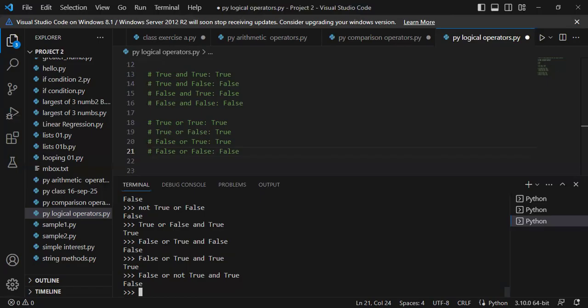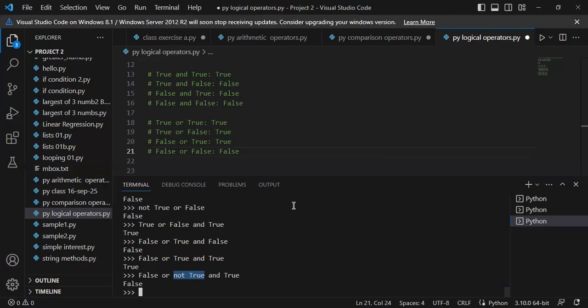False. So let me help you to get it. Put false here. That's what I'm saying, I put false there. So false or false is false. False and true is false.